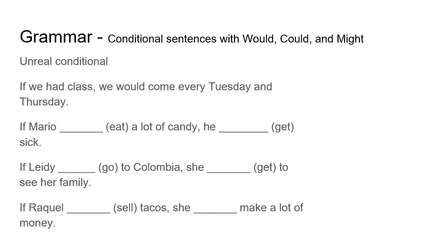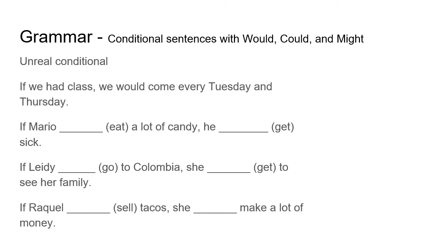Now this grammar is a little bit different. It is conditional sentences with would, could, and might. Let me just read this to you quickly, which says, conditional sentences consist of a dependent clause and a main clause. The dependent clause begins with if. Use a comma after an if clause at the beginning of a sentence.